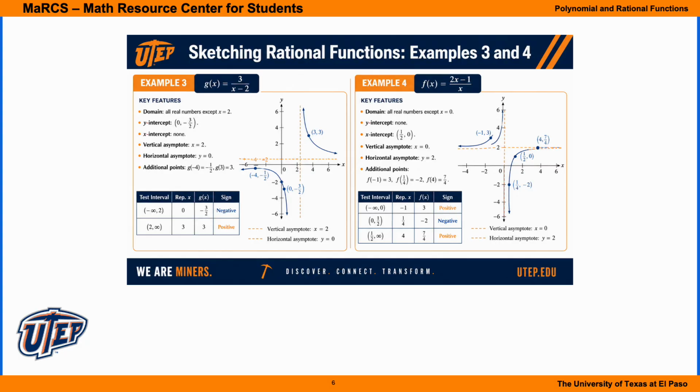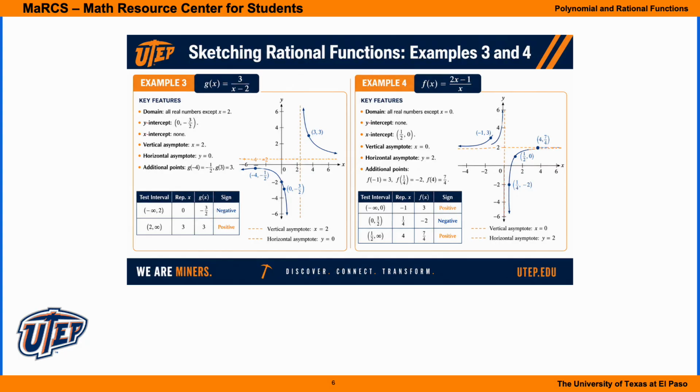For our horizontal asymptote, since the degree of the numerator was less than the degree of the denominator, we will have a horizontal asymptote of y is equal to 0. Now we add some additional points for when we are connecting the dots. So we have g of negative 4 is equal to negative 1/2, and g of 3 is equal to 3.